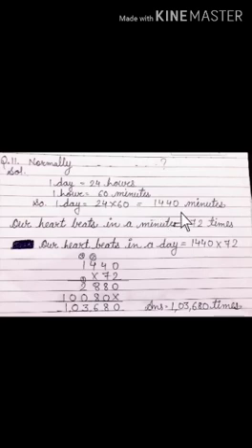So let's start the statement. Our heart beats 72 times in a minute. Our heartbeat in a day: 1440 multiplied by 72. Then you get the answer for how many times your heart beats in a day: 1,03,680 times. Interesting question.